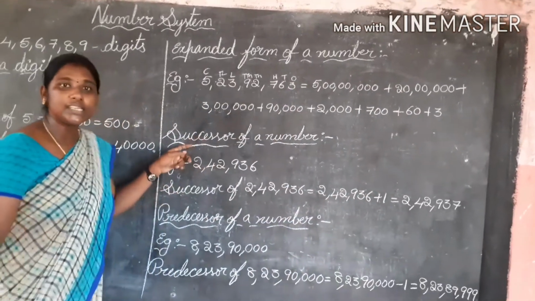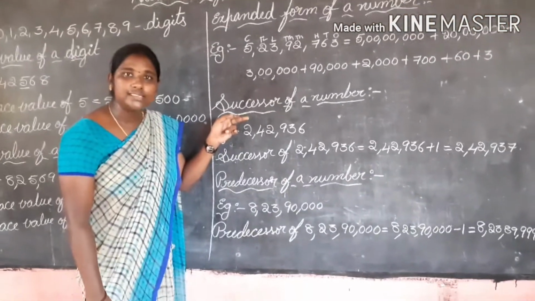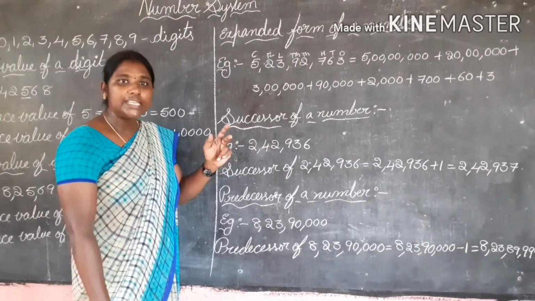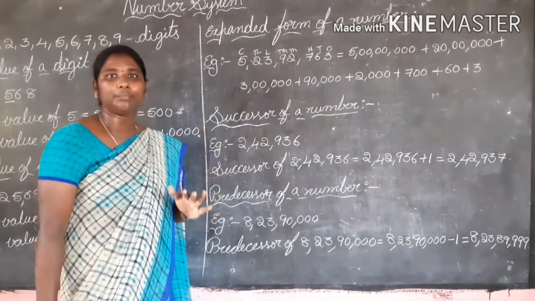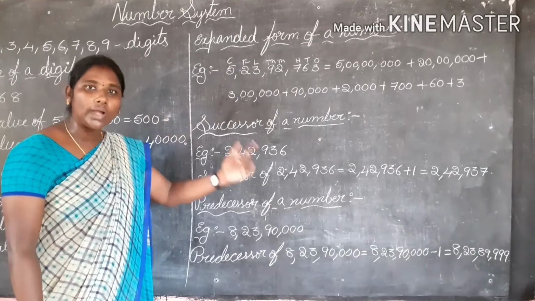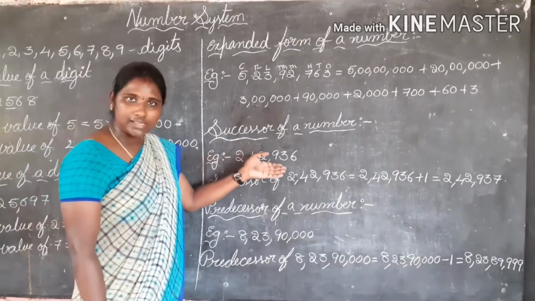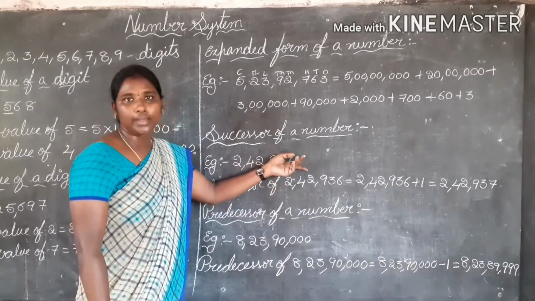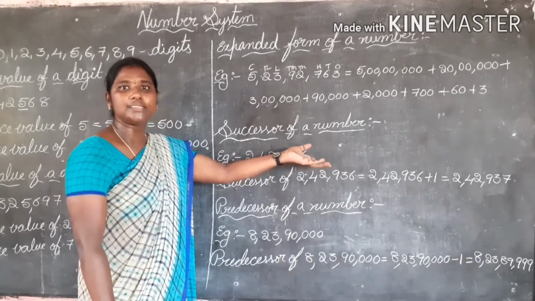Next, successor of a number. How do we get the successor? Successor means we have to write the number that comes after. That means we have to add 1 to the given number, and we get the successor of a number.